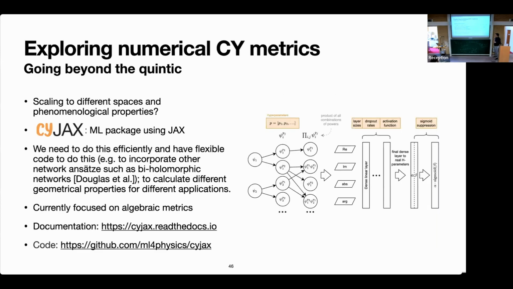And so one thing that we wanted to push was to see how can we go beyond the quintic, and to put out a framework for this. And this is where we have this ongoing project of CYJAX, where we basically provide a package which can be easily extended, but has very nice features to look for different geometries and in principle also different metrics, etc.